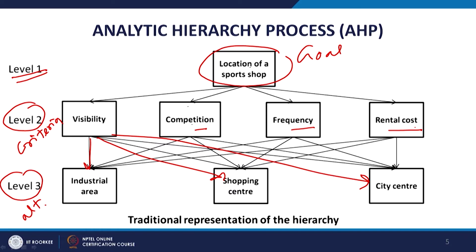So, this is how we typically structure a decision problem if you are looking to apply AHP. Top level goal, then we have criteria, and in case we have sub-criteria, then another level is going to be added just below level 2, and the last level is typically always going to be the level for alternatives, and then the arrows I have already explained.